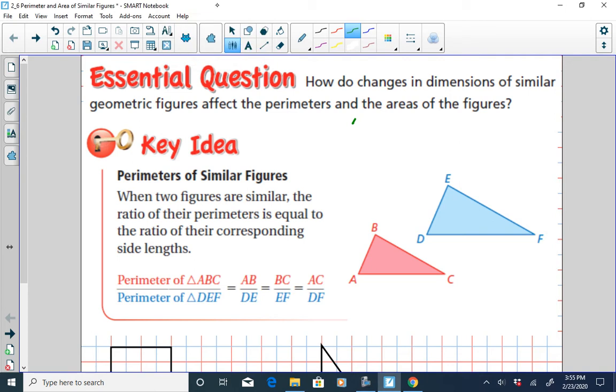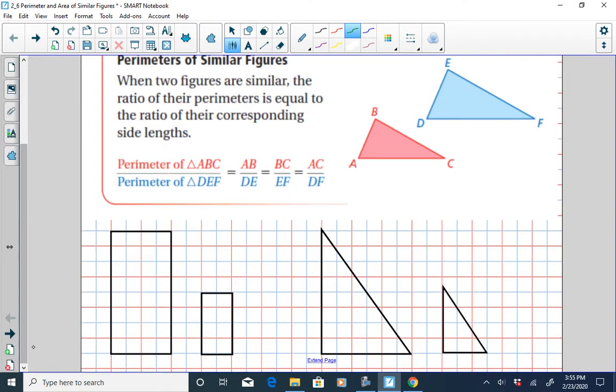Okay, our lesson today is to be able to look at the perimeters of similar figures and the areas of similar figures and the relationships that exist between them.